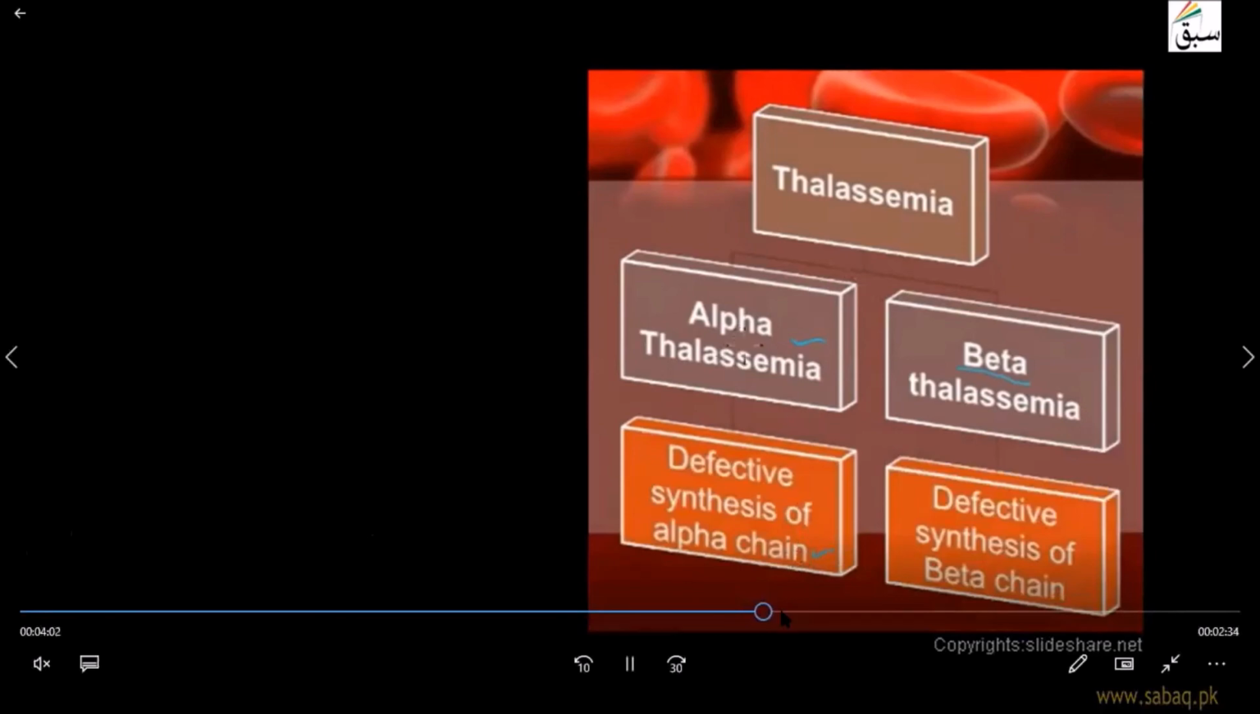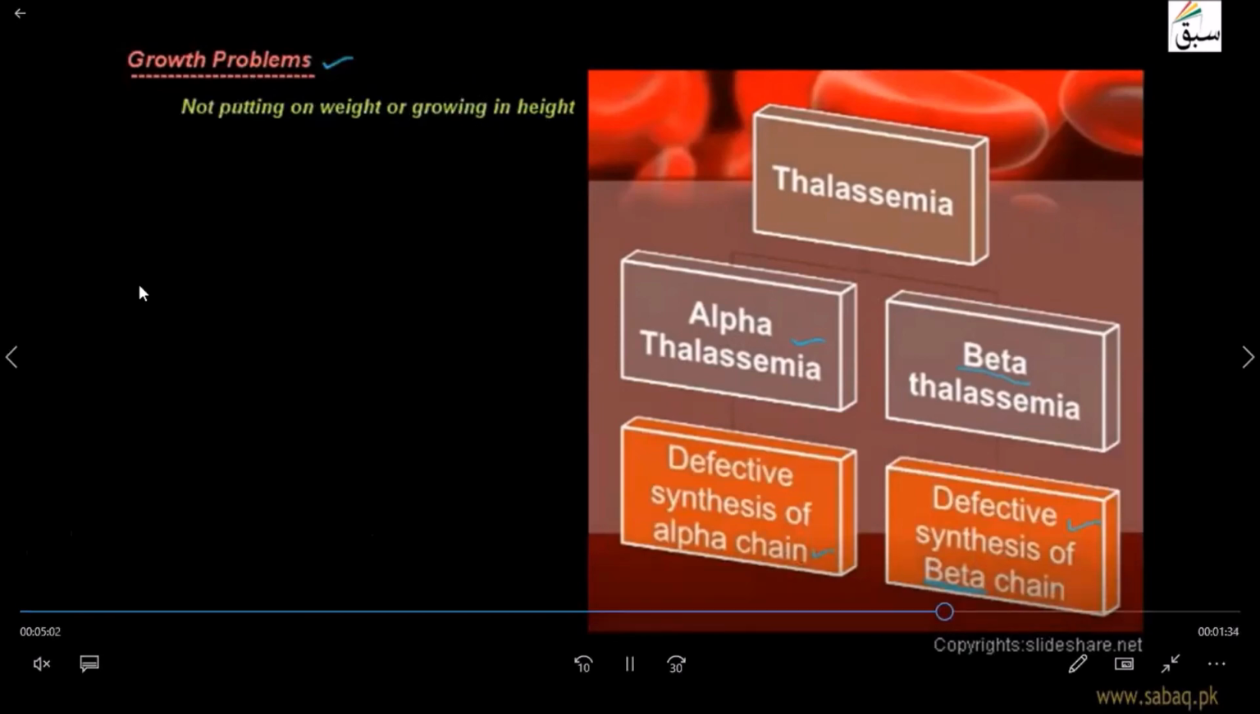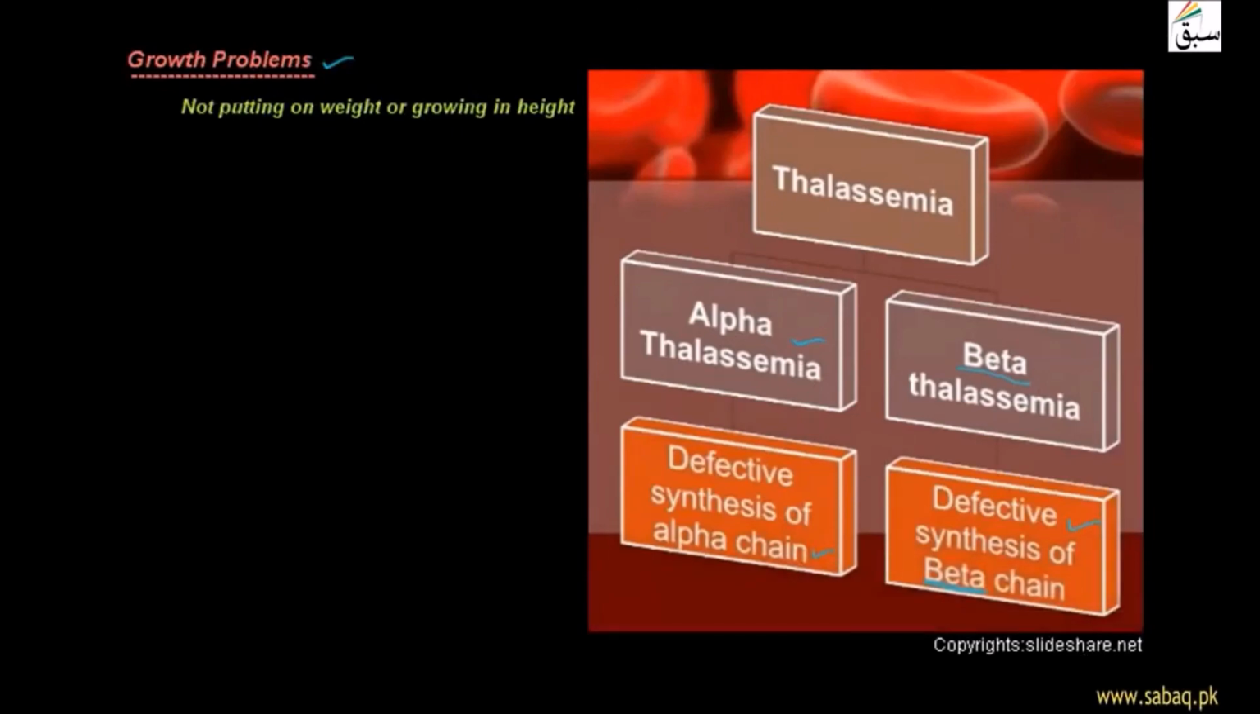Now, what are the effects of these kinds of thalassemia? What will happen to the patient that is having this disease? First of all, that patient will have growth issues. Why? Because he or she will not put on weight or grow in height. I told you, bone will also be defected, so bone will not grow. Because bone marrow is defected, the patient will not put on weight or grow in height, so they will have growth issues.